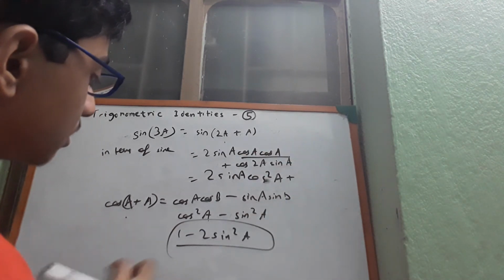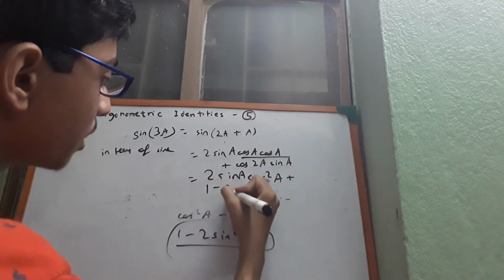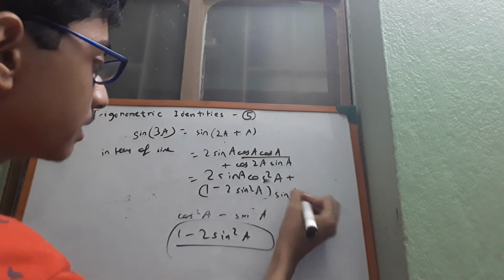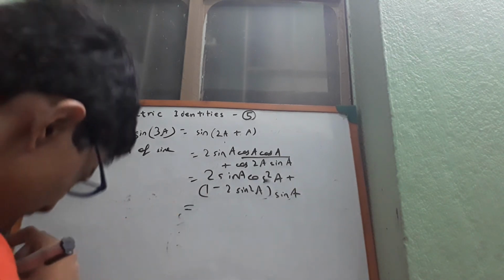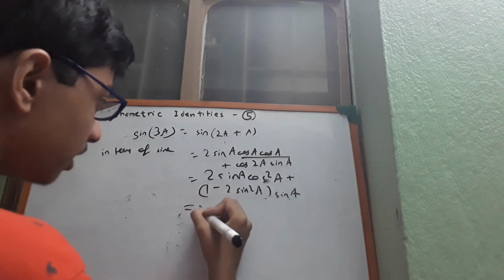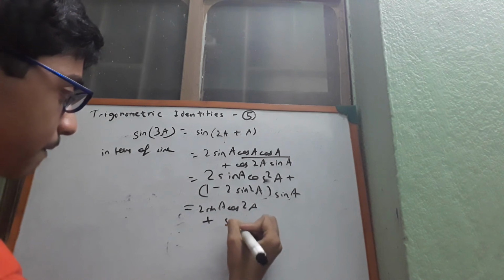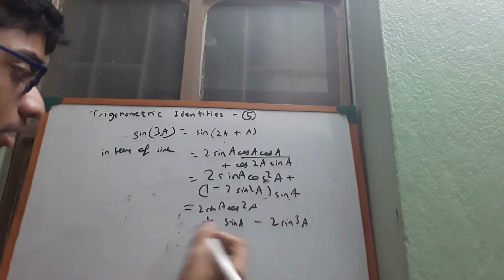Plus 1 minus 2 sin square a, right? Plus 1 minus 2 sin square a. And here we have a sin a to multiply this with. So that is just 2 sin a cos square a plus sin a minus 2 sin cube a, right?